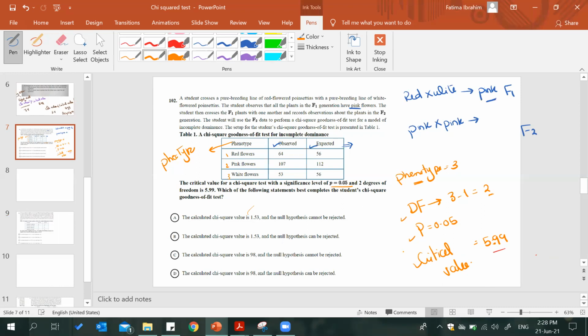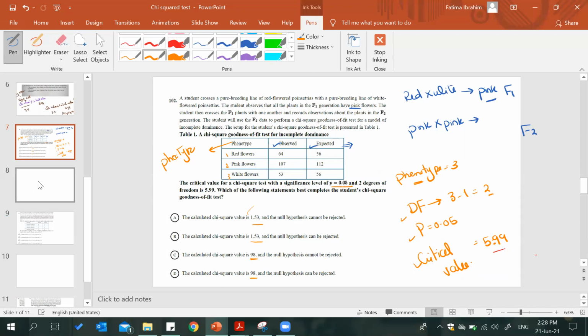I know the degree of freedom, I know the probability, I know the critical value. Can I get the chi-squared value? Maybe. The calculated chi-squared value is 1.53 and the null hypothesis is rejected. The calculated chi-squared value is 98 and the null is rejected. How can you get the chi-squared value?